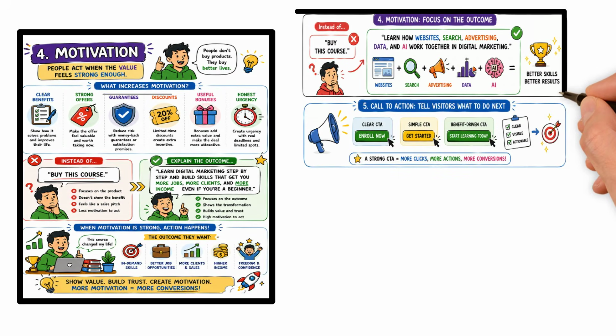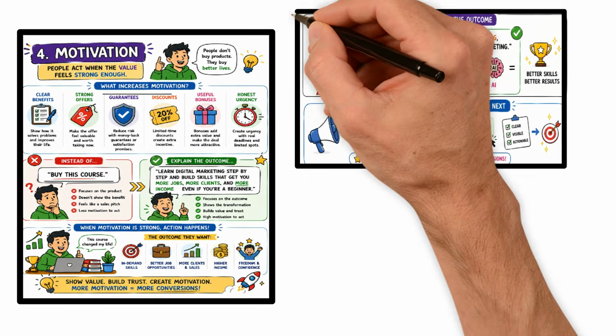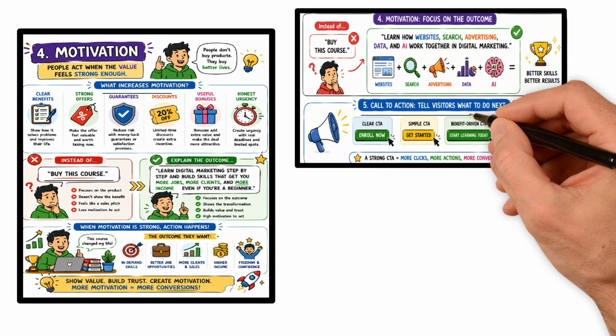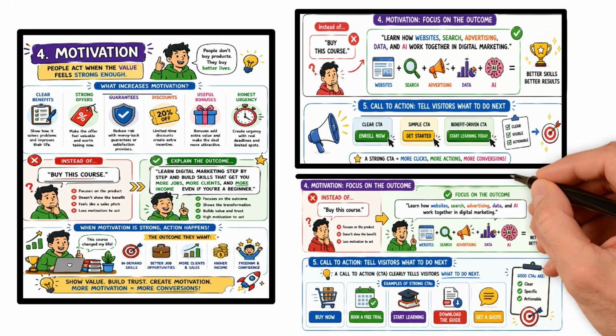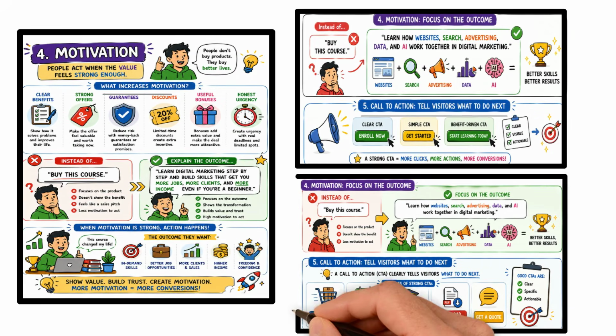The fifth part is the call to action. A call to action clearly tells visitors what to do next. Examples include buy now, book a free trial, start learning, download the guide, get a quote. The wording should be clear and specific.